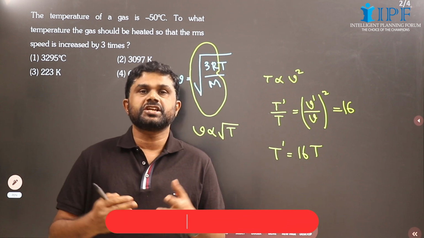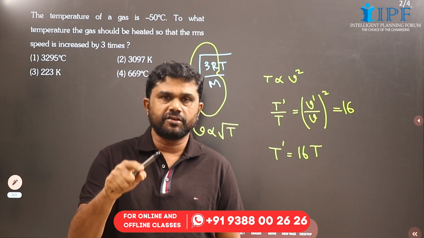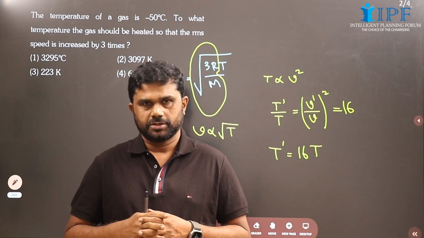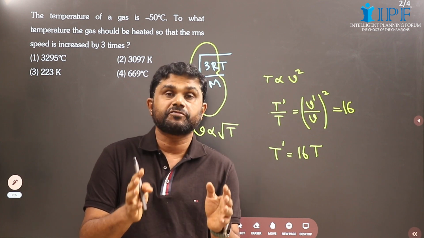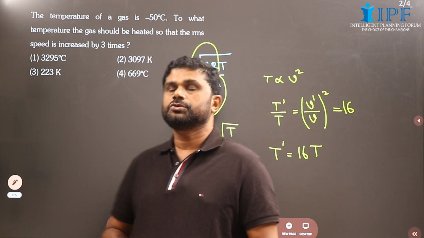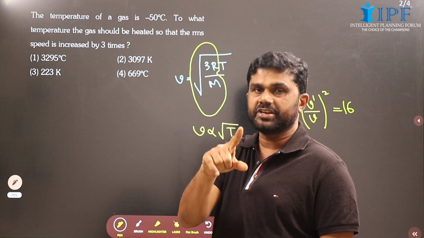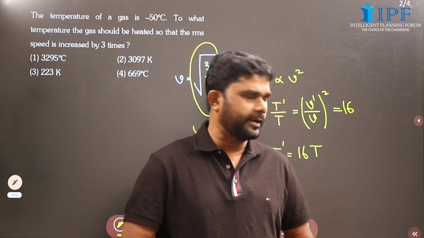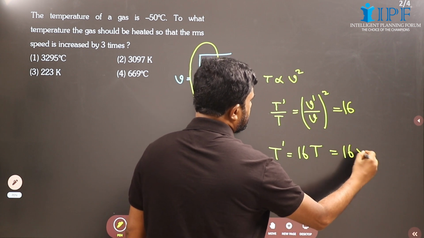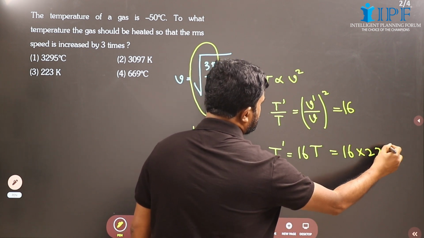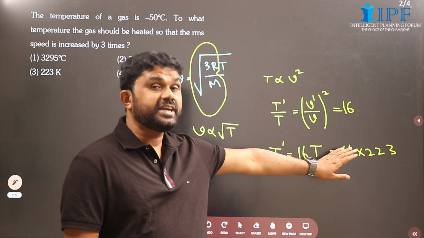Now the initial temperature T is given as minus 50 degrees Celsius. We have to convert that into absolute temperature, meaning it must be in Kelvin. How do you convert Celsius to Kelvin? You have to add 273. So minus 50 plus 273, or 273 minus 50, is 223. So the final temperature will be 16 times 223.